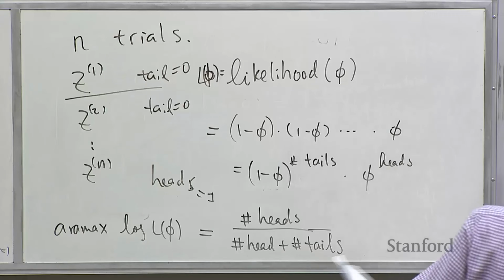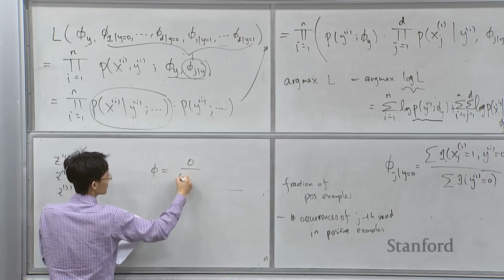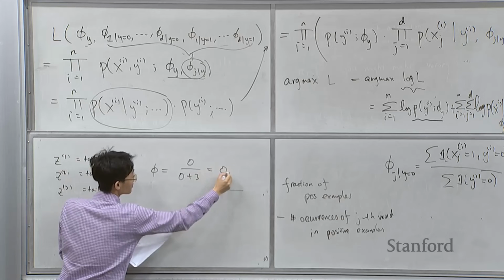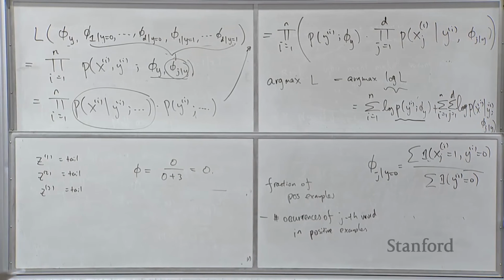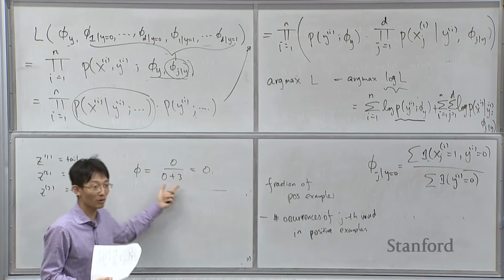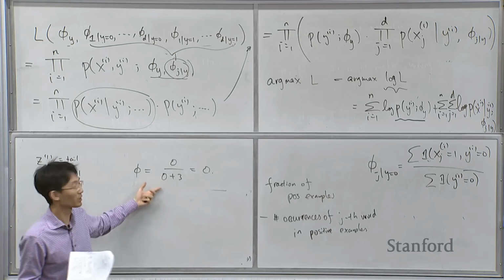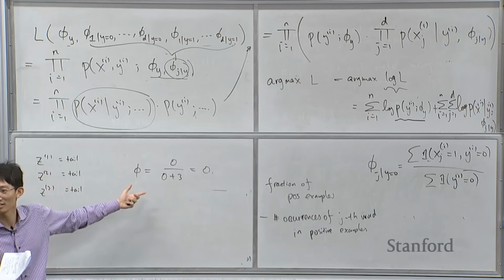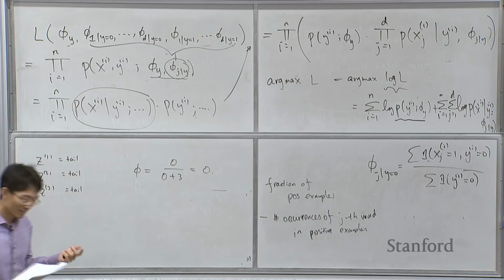So according to this formula, the best estimate for phi is 0 over 0 plus 3, which equals 0. But should you really trust this? Should you really trust that this coin just never gives you a head? What does this mean? This means that this coin never gives you a head at all, forever. Should you really trust that?